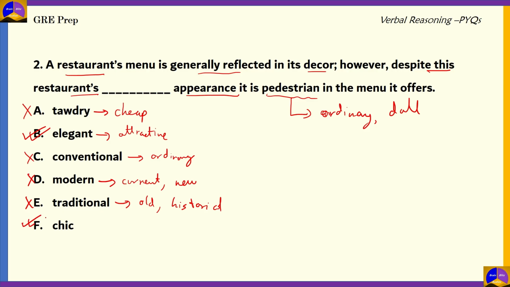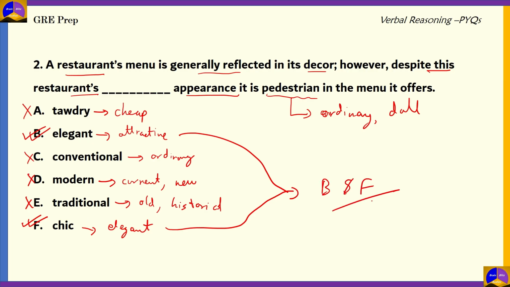Option F, chic, is one of the synonyms of elegant. So of course we can use elegant and chic as modifiers for the restaurant's appearance. So options B and F turn out to be the right answer for this particular question.